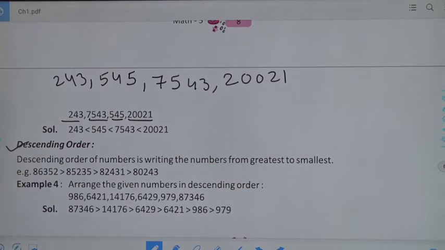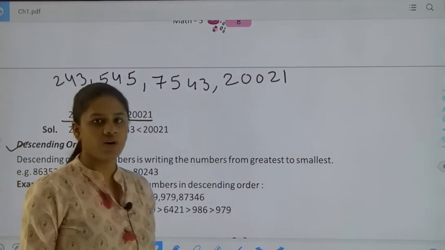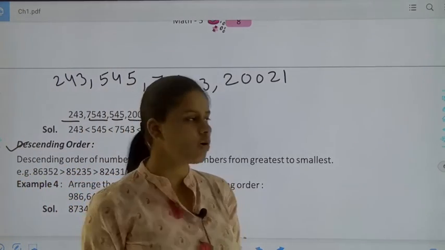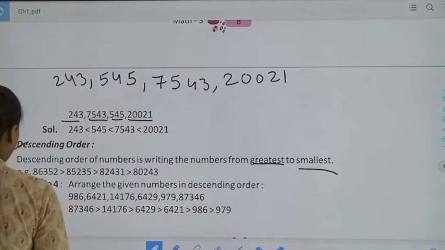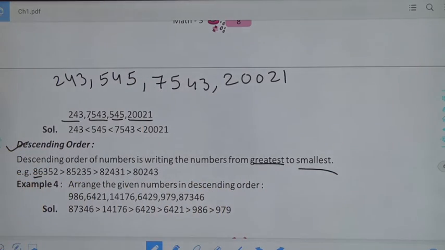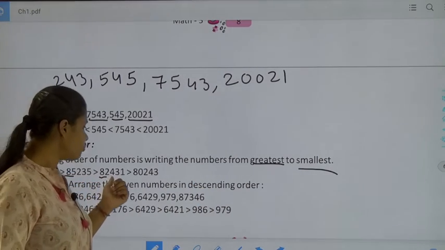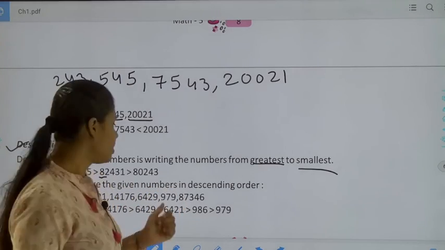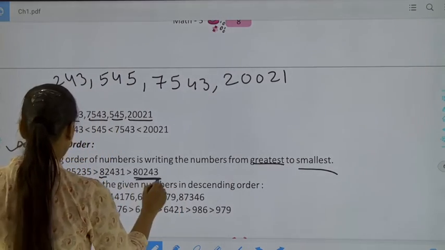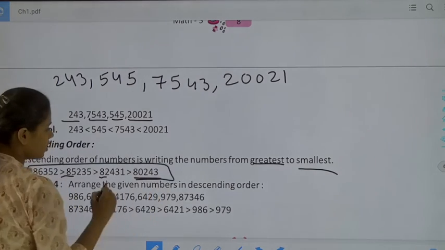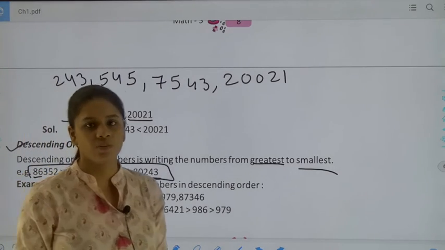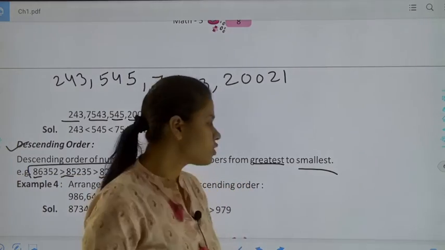Now move to the next, that is descending order. What is the descending order? It means greatest to smallest. Again, 86,352, 85,235, 82,431 and 80,243. So in which form is this, students? In descending order. It means greatest to smallest.